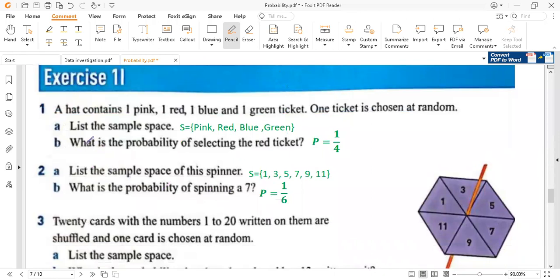So first, we start with the exercises and the application. For example, if we have a hat that contains 1 pink, 1 red, 1 blue, and 1 green ticket.